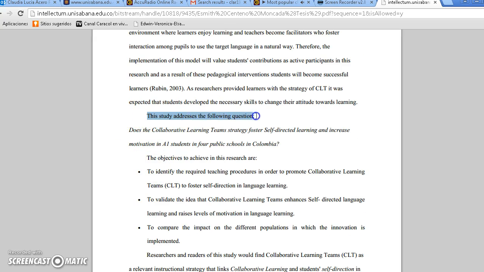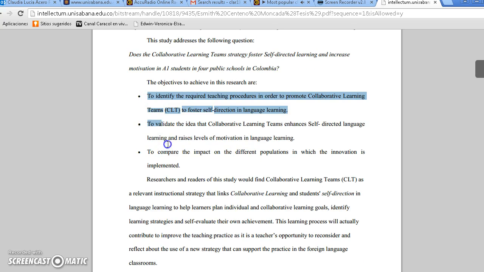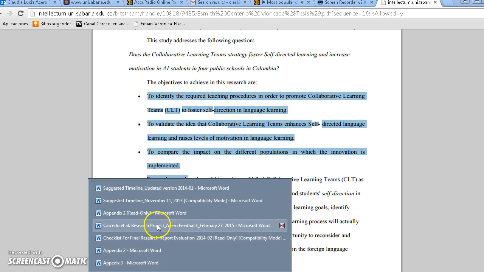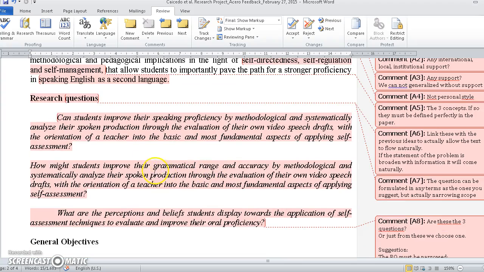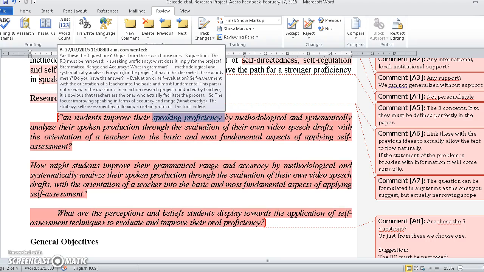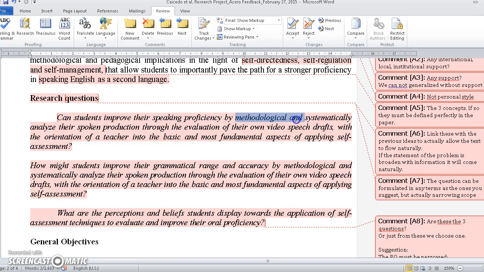As you can see, we have the question and we have the objectives. Regarding the question, I think that we are open to options. What I want you to define in the question is what speaking proficiency means for the project, and what exactly you mean when you mention methodological and systematic analysis. Those are beautiful words, but for the moment they carry no information, so we need to actually define them.